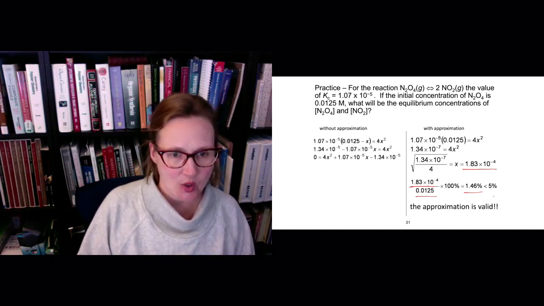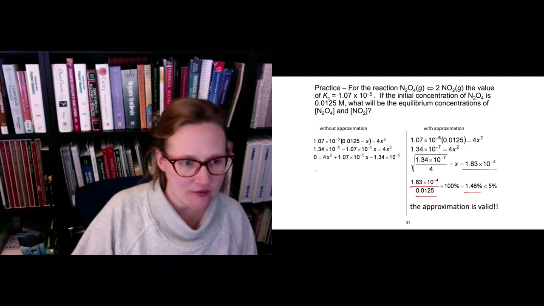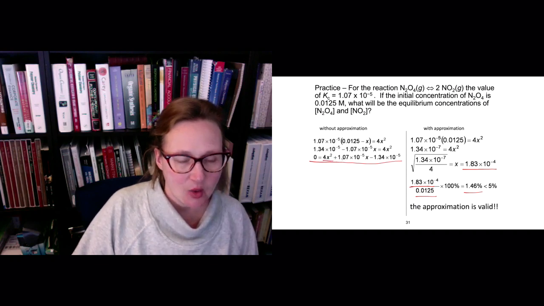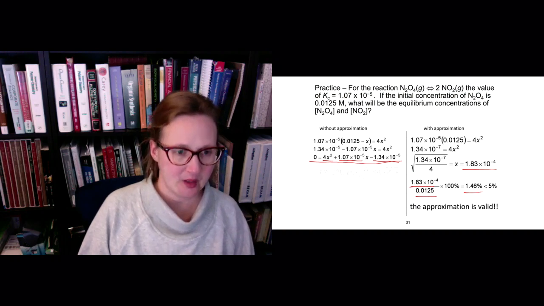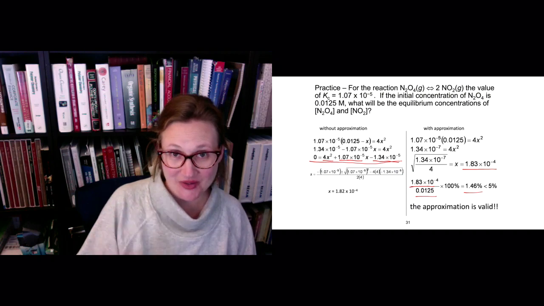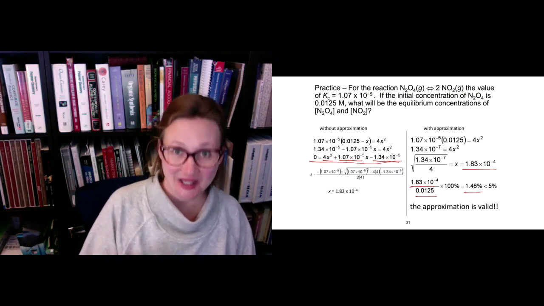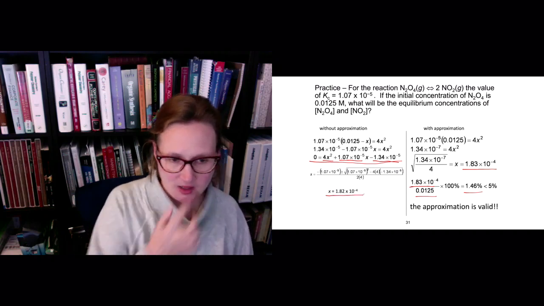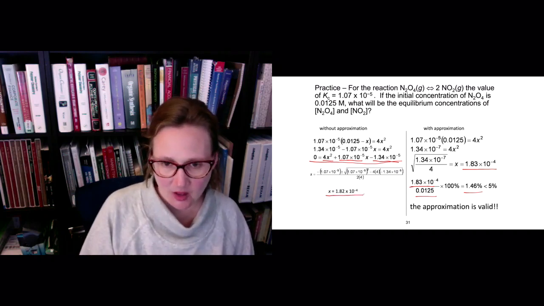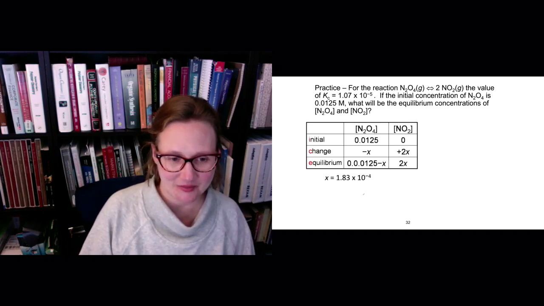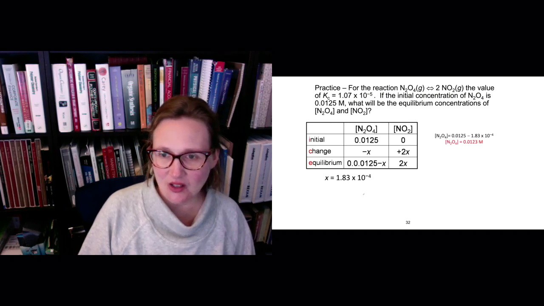Okay, so again, we can set this up and we can solve for the form of the quadratic equation where we have our A, we have our B, and we have our C. So we put that in the form of the quadratic equation. Again, you're going to get two values. One is negative, one is positive. Keep the positive. And here, without approximation, we have 1.82 times 10 to the minus 4. All right, that looks really close to with our approximation.